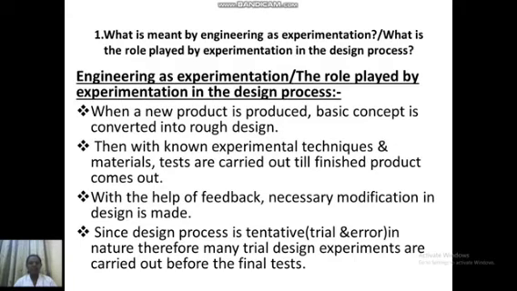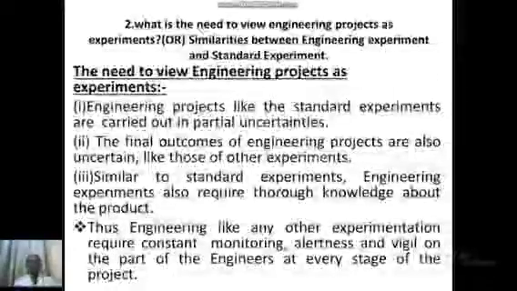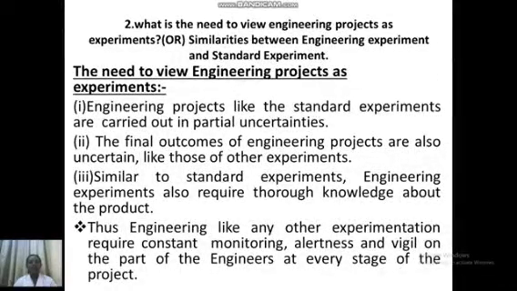design process? When a new product is produced, the basic concept is converted into a rough design. Then with known experimental techniques and materials, tests are carried out till the finished product comes out. With the help of feedback, necessary modification in design is made. Since the design process is tentative, that is, trial and error in nature, many trial design experiments are carried out before the final test.